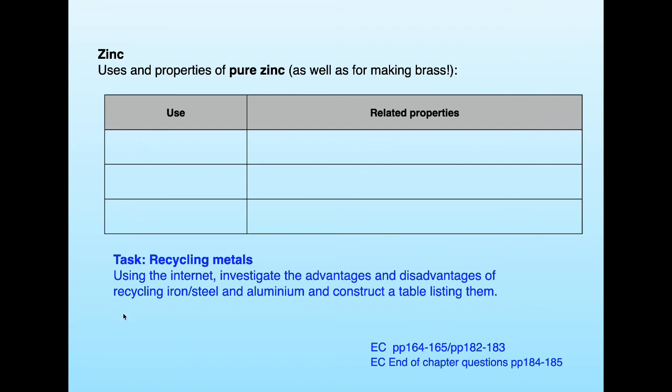There's a little task for you to investigate the advantages and disadvantages of recycling iron and steel and aluminium. You can construct a table listing them. And then you've got plenty of questions from Essential Chemistry to finish off, and the end of chapter questions too. Okay, enjoy.